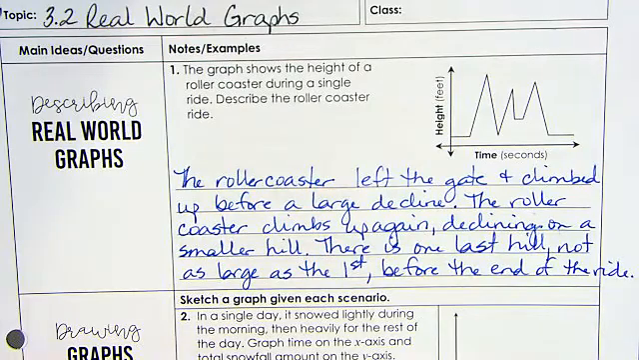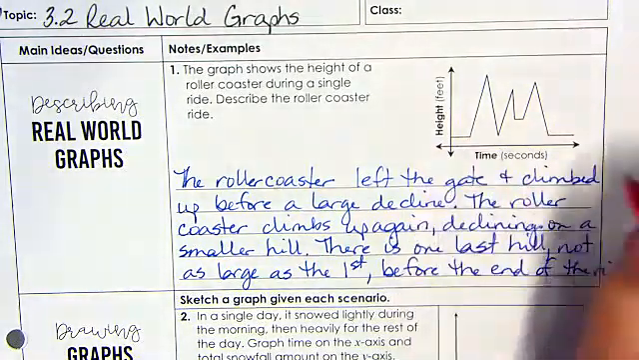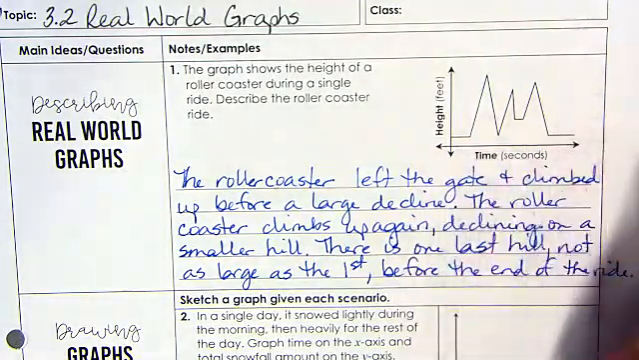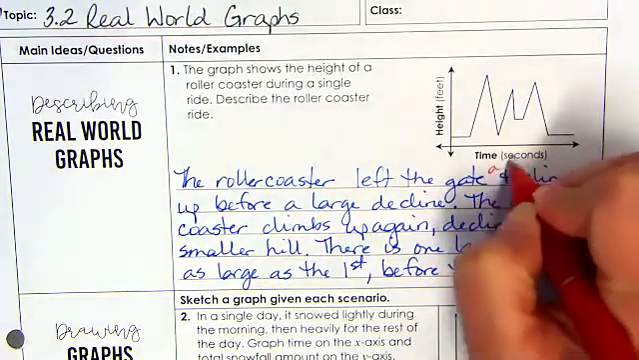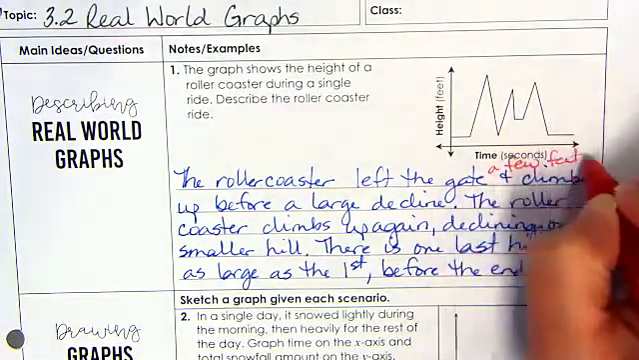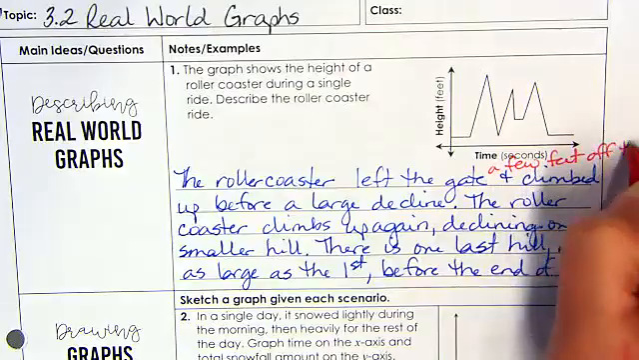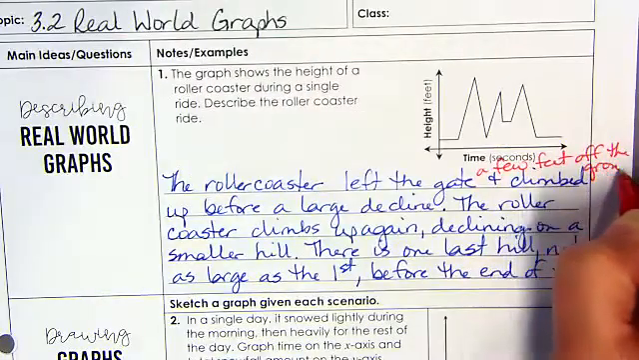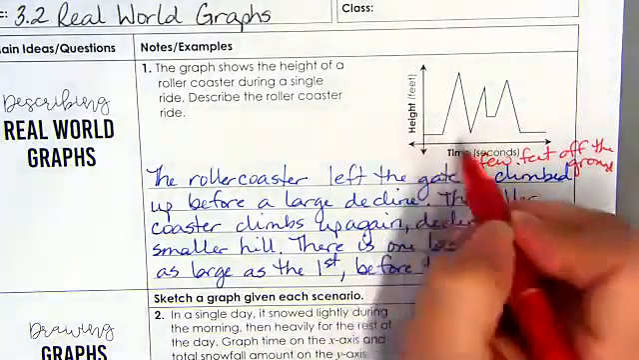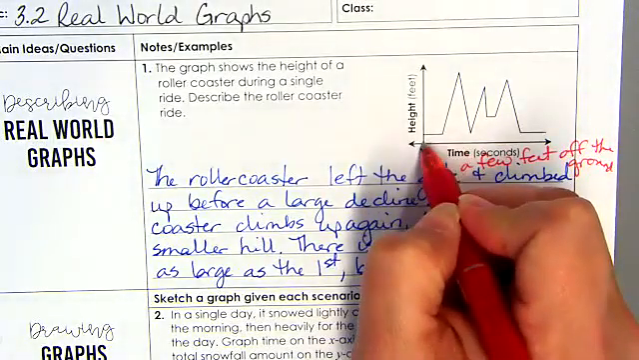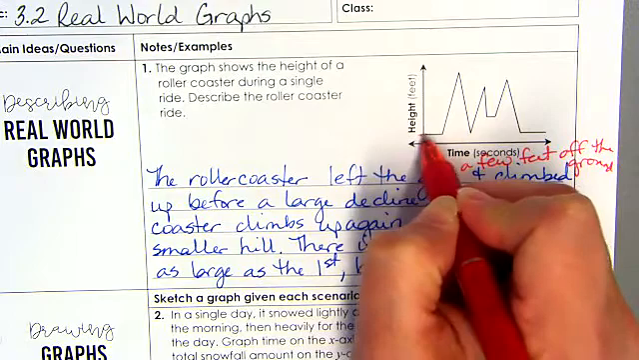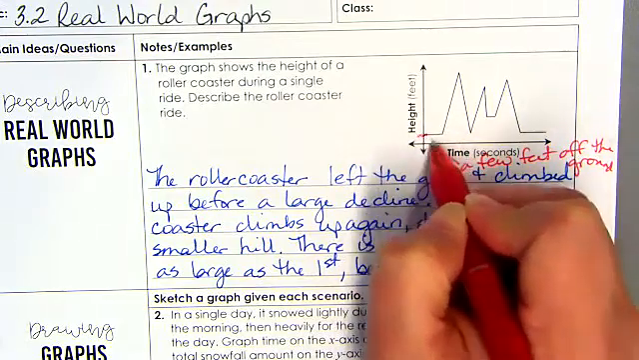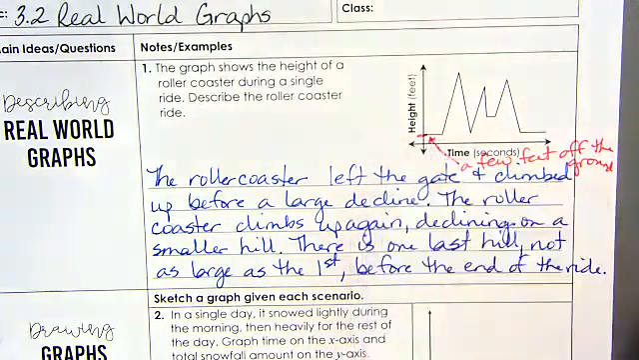Now, you may want to add in here something about the roller coaster leaving the gate a few feet off the ground. The reason that I add that is because notice it's not starting at 0. The roller coaster started above the ground. This is why I'm adding that statement, because the roller coaster started above 0, which is the ground.